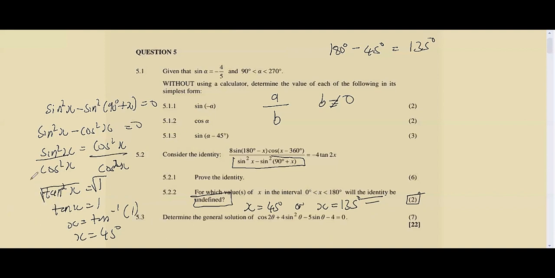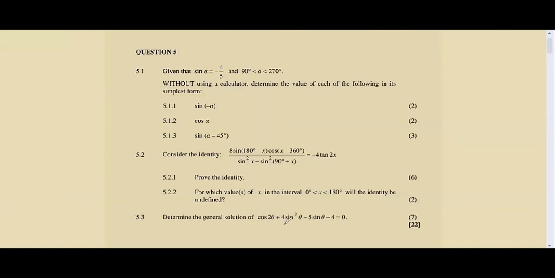Then 5.3, it says determine the general solution of cos 2 theta plus 4 sine squared theta minus 5 sine theta minus 4. Now, to be successful with answering this question, you need to always check what's in the middle term, right? Check the trig ratio on the middle term. So this will help you in terms of changing your trig identity here or changing your double angle. Remember, the cos 2 theta can break down in 3 different ways. Now, it's a matter of deciding which one will be more suitable for the expression that you are given here.